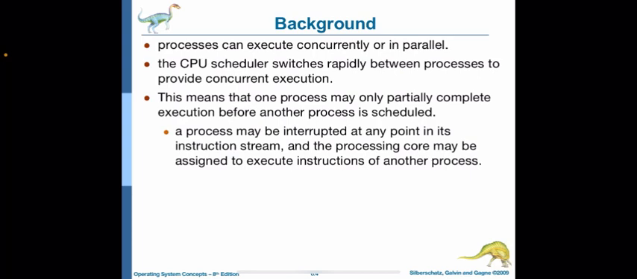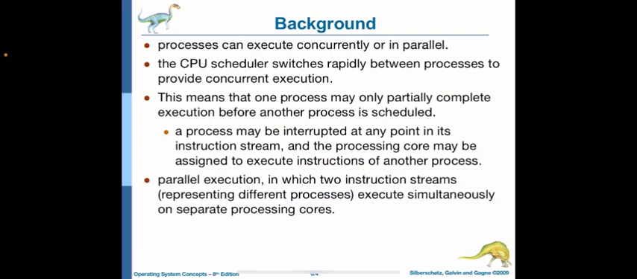That means a process may be interrupted at any point in its instruction stream, and the processing core, the CPU, may be assigned to execute instructions of another process. Whereas parallel execution means two different processes are in execution at the same time.